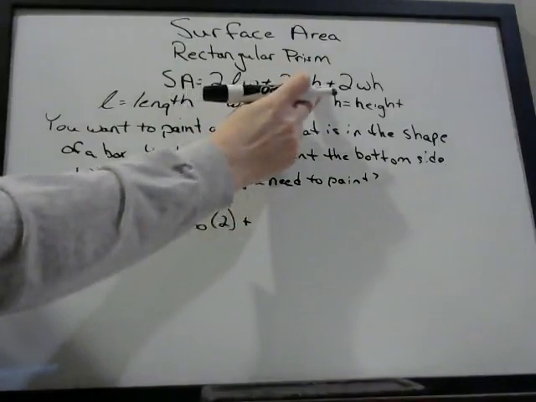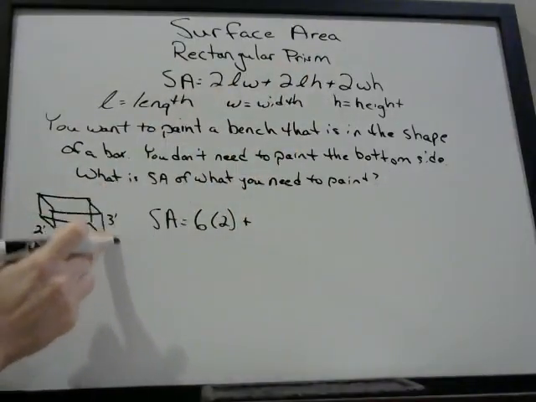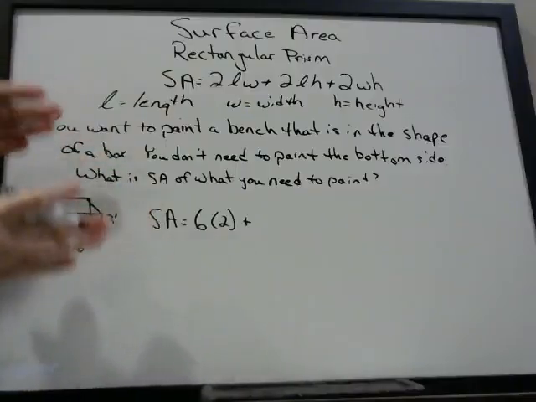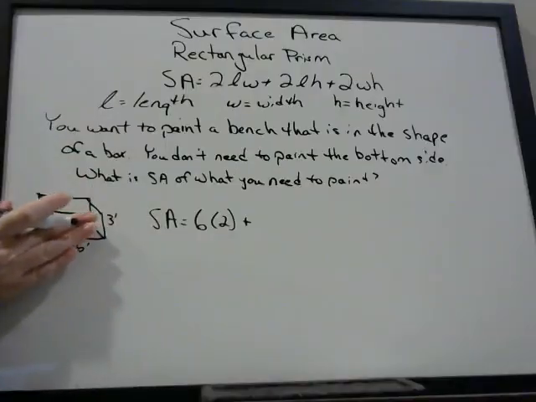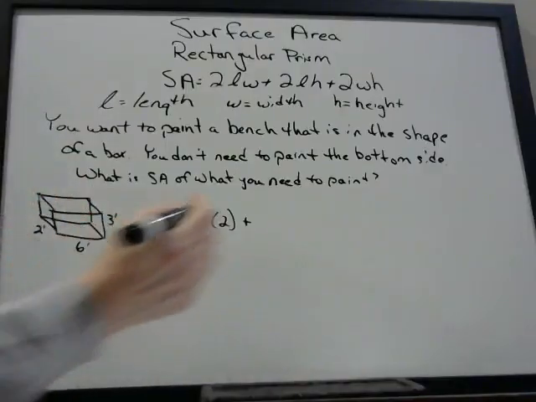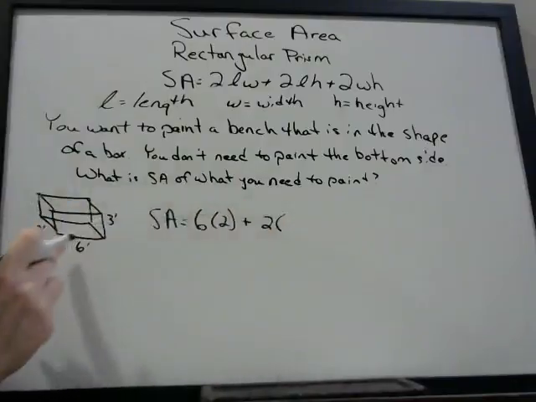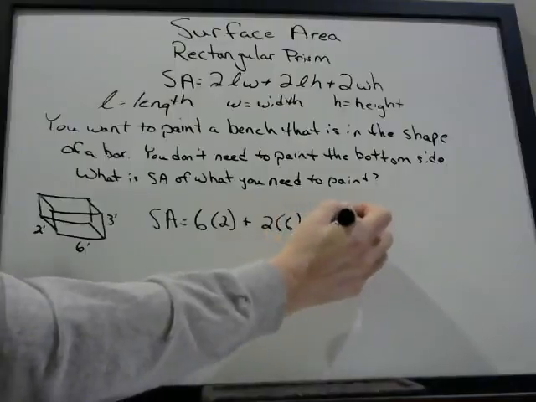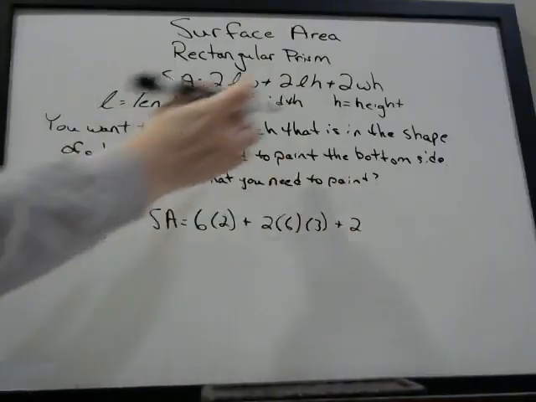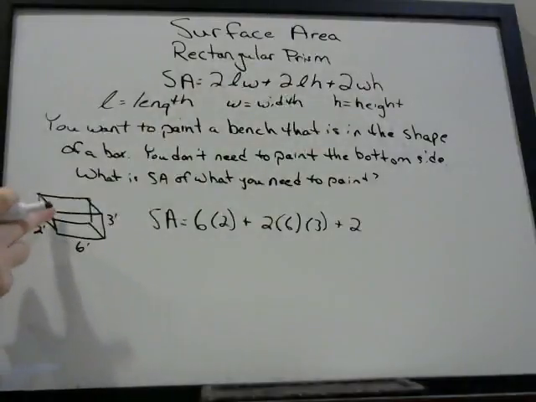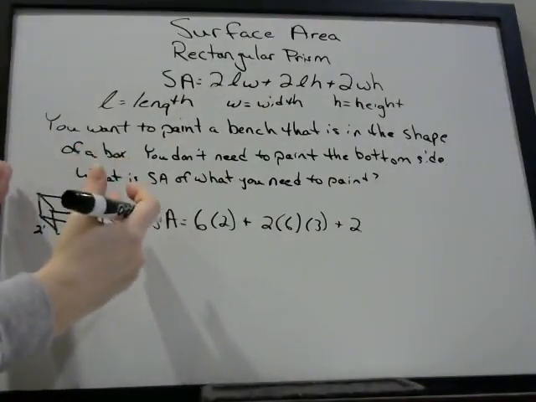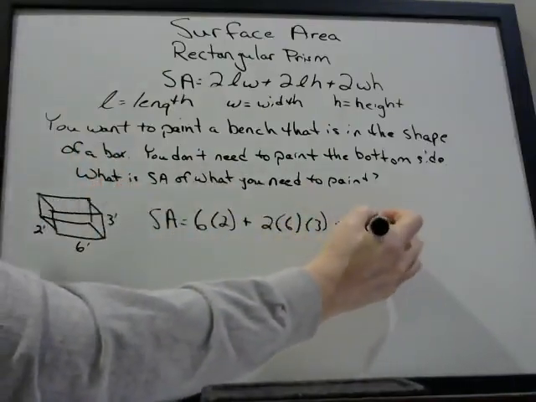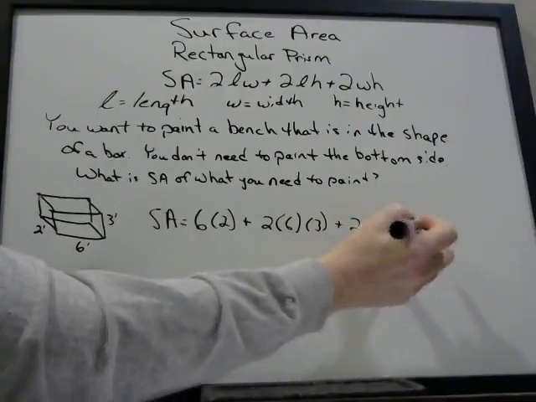This part of the equation is length times height. So that's going to be the front face and the back face. Length times height is giving us the front and the back faces. Well, we do need to paint both of those. So length is 6, height is 3. This last part, width times height, is 2 times 3. So that's the two side faces, the area of both of those. We do need to paint both of those. The width is 2, the height is 3.